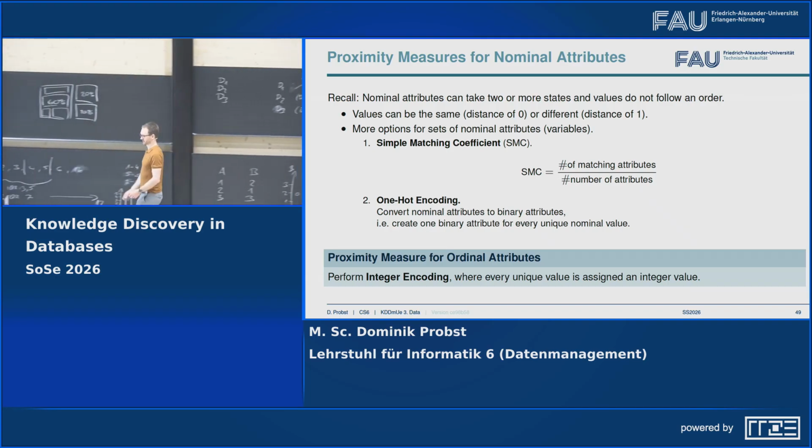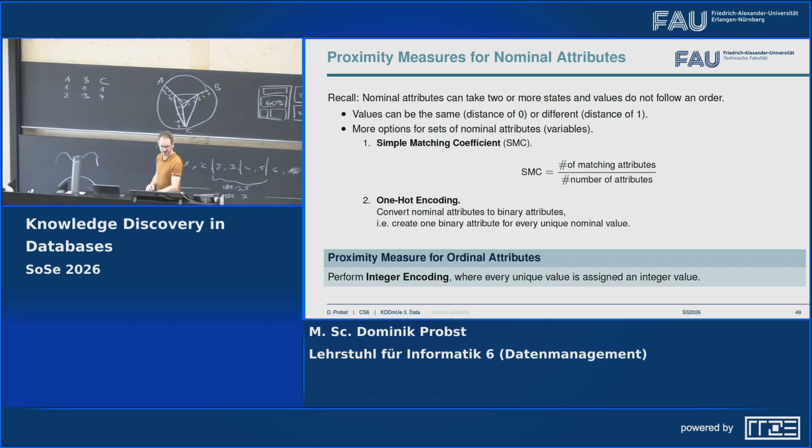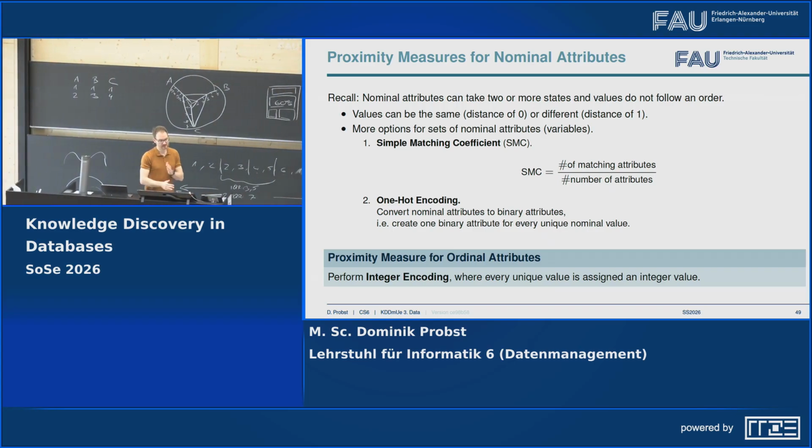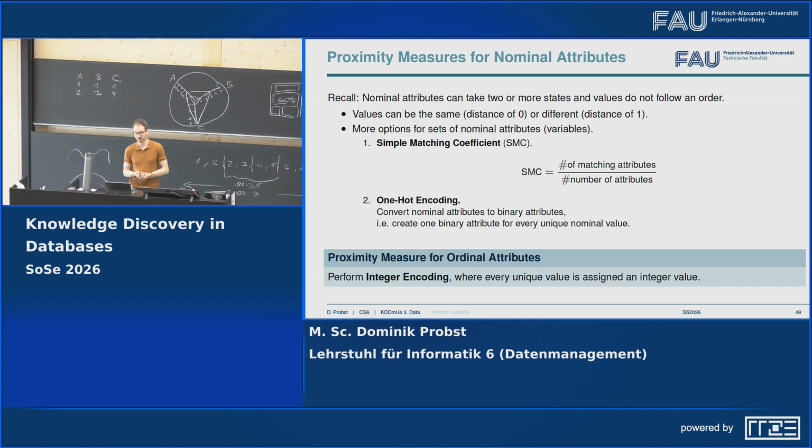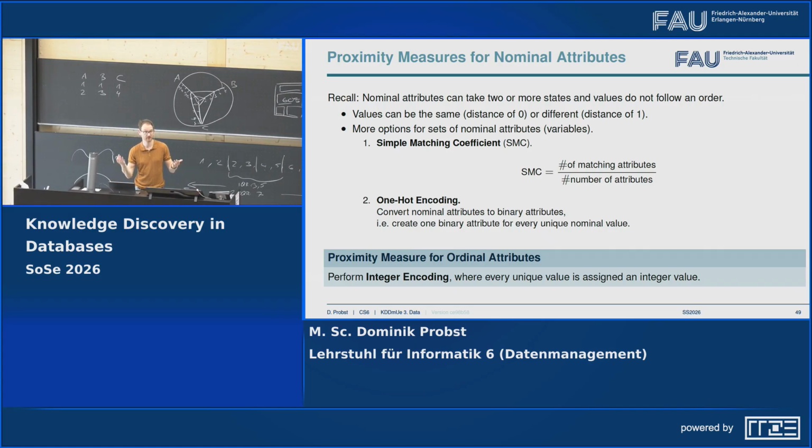For example, transactional databases. For values which have a meaningful order, we can also use integer encoding, where we simply assign a numerical value to each of the things, and therefore we end up with a numerical value for ordinal attributes. But that's of course only possible if we have ordinal attributes, so a meaningful order in the nominal attributes.